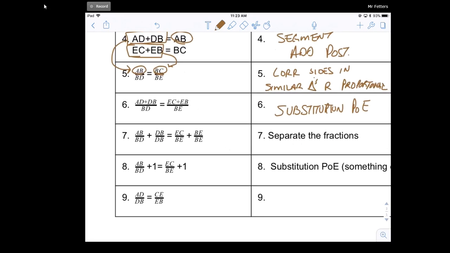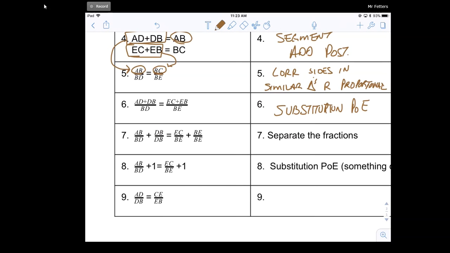And then the next thing that I did is all I did is separate out the fractions. I said DB. And if you notice on the bottom here, I just flipped the bottom here because segment DB is the same as segment BD. So on the one hand, I left it BD. On the other hand, I just switched the two around. And it's the same thing. So it's just separating the fractions out.